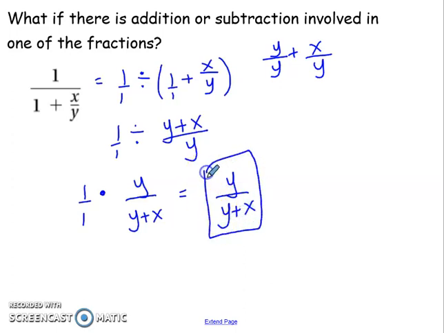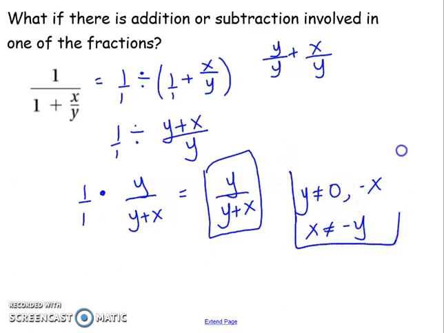And then just like with everything else, we need our restrictions. So here, again, since it was division, you can't set 1 to 0. So you're going to deal with the top and bottom of the second. So our restrictions would be that y cannot equal 0. That's from the numerator here. And then from the denominator, y plus x, set it to 0. So y can also not equal negative x, and x cannot equal negative y. So here are our restrictions.